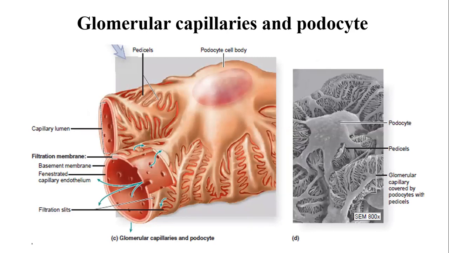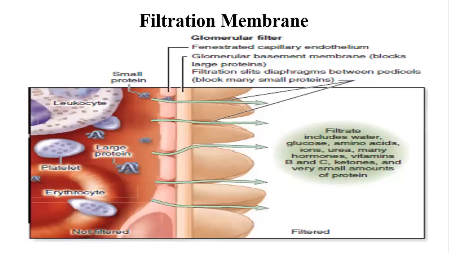Now this is another diagram trying to show the glomerular capillaries and their podocytes. Here are the pedicels, then there's a podocyte cell, then the capillary lumen, and the filtration membrane. In between there's a basement membrane, and it's also fenestrated. Fenestration means these are blood vessels that have pores or spaces in between, as fenestrated capillaries. Then there's the capillary endothelium, and there are also filtration slits on the other side, which allow substances to go through.